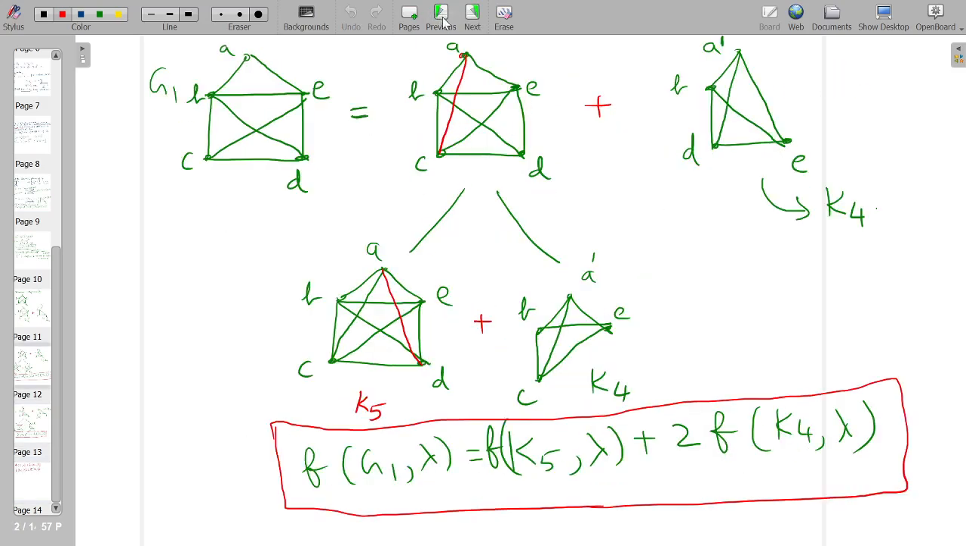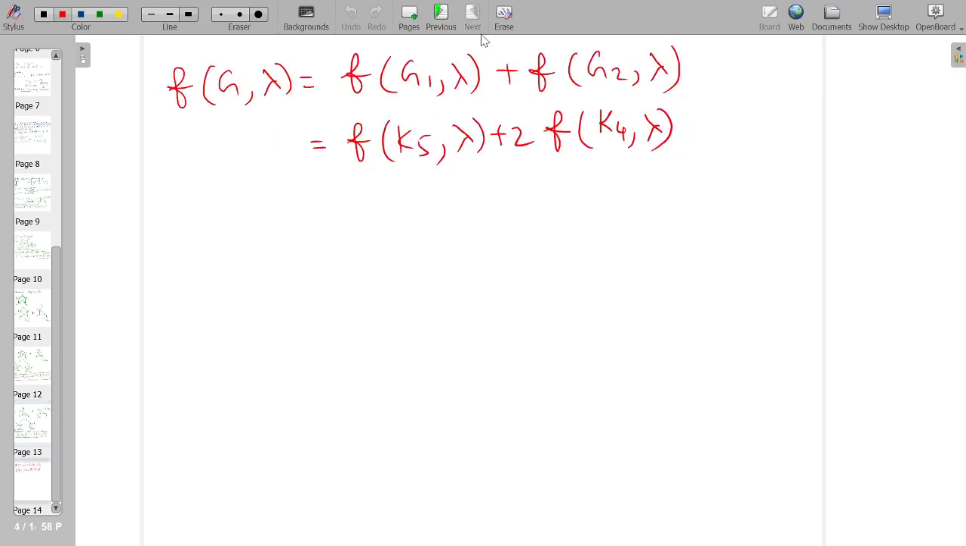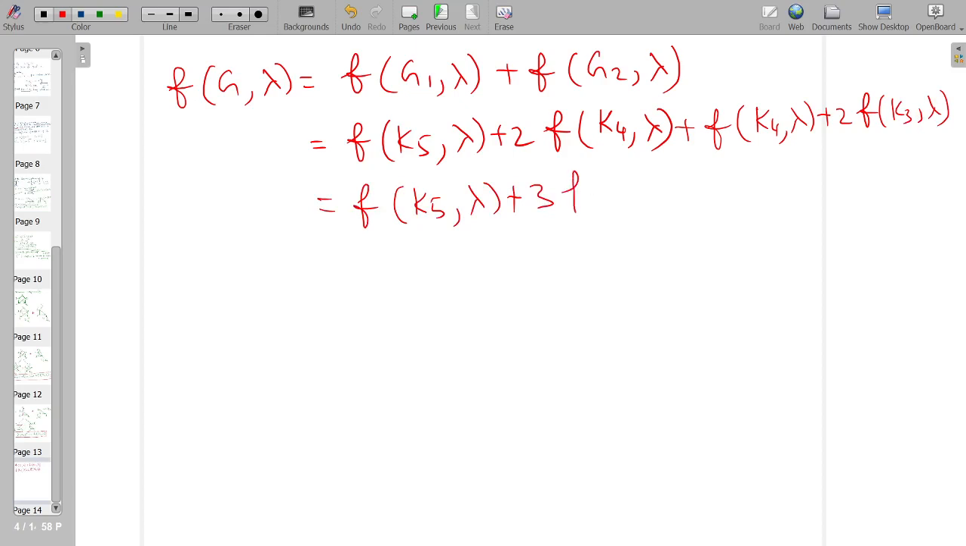Okay, you can see here 2 times f of k4 comma lambda. And for g2 you have f of k4 comma lambda plus 2 times f of k3 comma lambda. So this would give you plus f of k4 comma lambda plus 2 times f of k3 comma lambda, and this gives you f of k5 comma lambda plus 3 times f of k4 comma lambda plus 2 times f of k3 comma lambda.